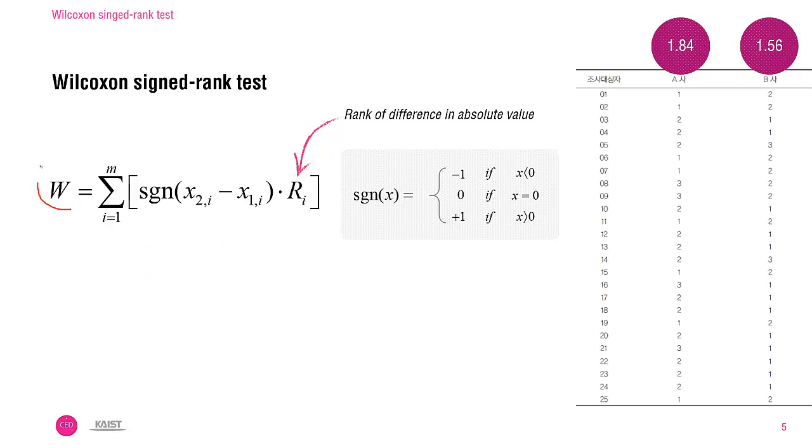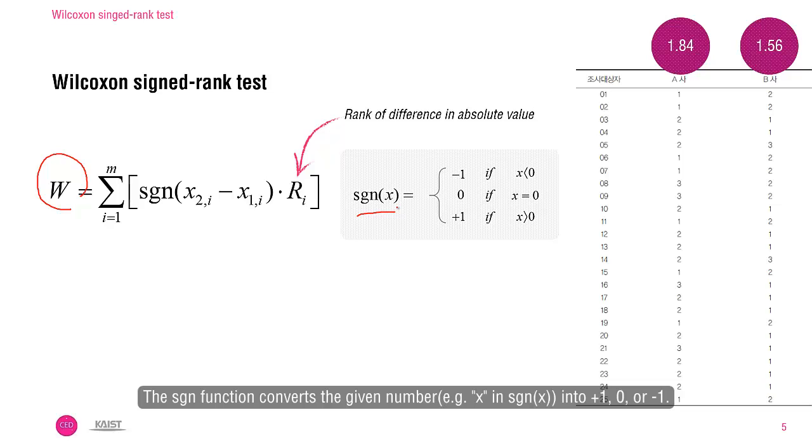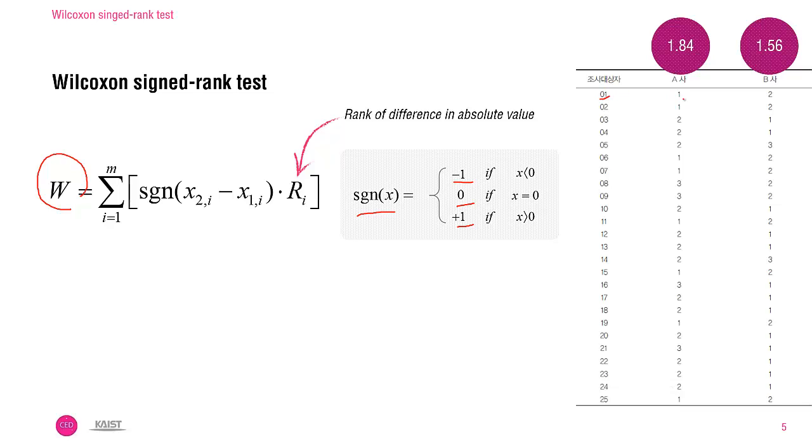So let's see here. We need the W score for the Wilcoxon signed rank test. As explained earlier, apply the sign function for the pairwise difference. The sign function converts a pair of numbers into +1, 0, or -1. In case of consumer number 01, the subtraction of A from B is actually 2 minus 1, and it equals 1. Consequently, the sign function for this comparison results in +1.